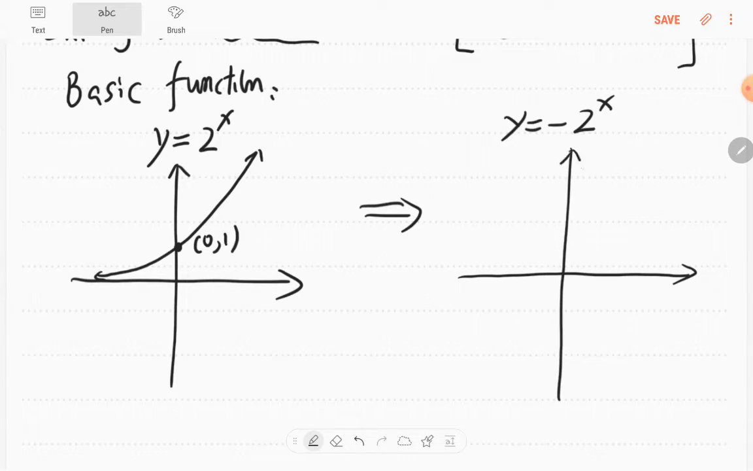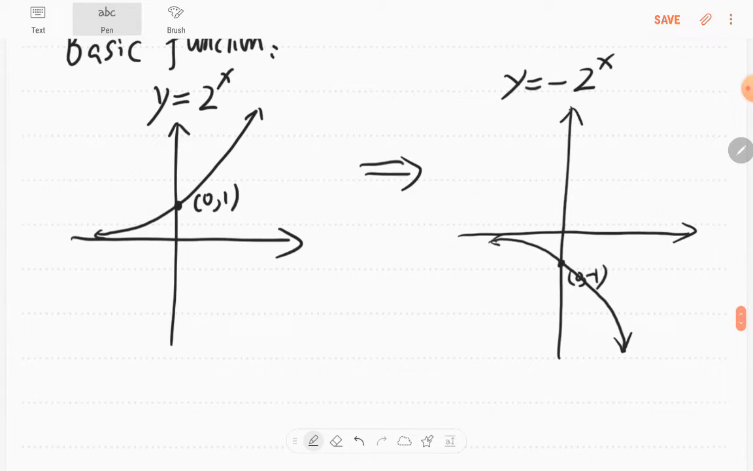So you will see, we multiply by -1, so we flip, reflecting this curve along the x-axis. This point (0, 1) becomes the point (0, -1). So the graph will look like this. We still have the horizontal asymptote y equals 0.